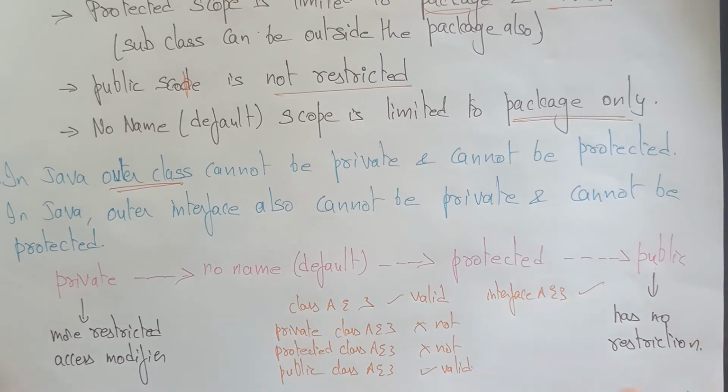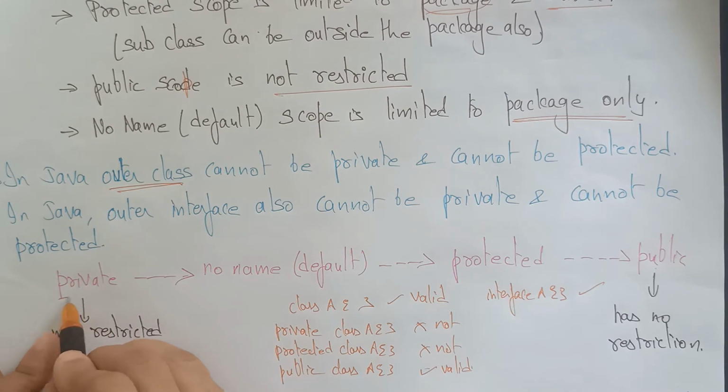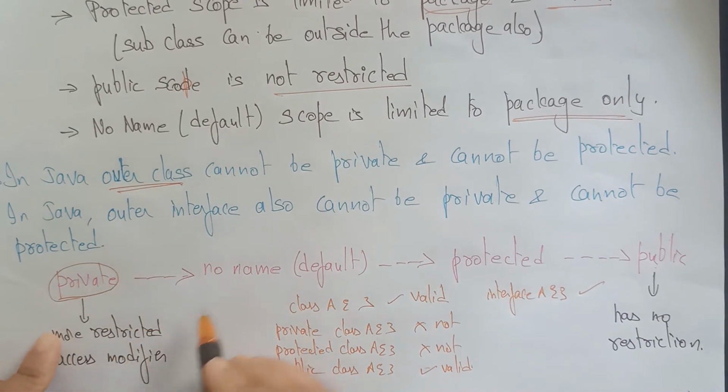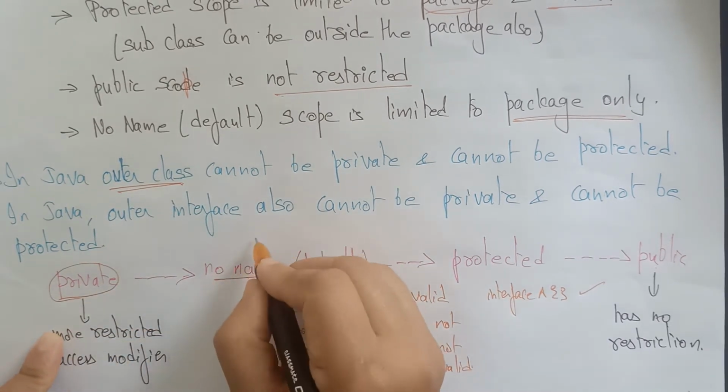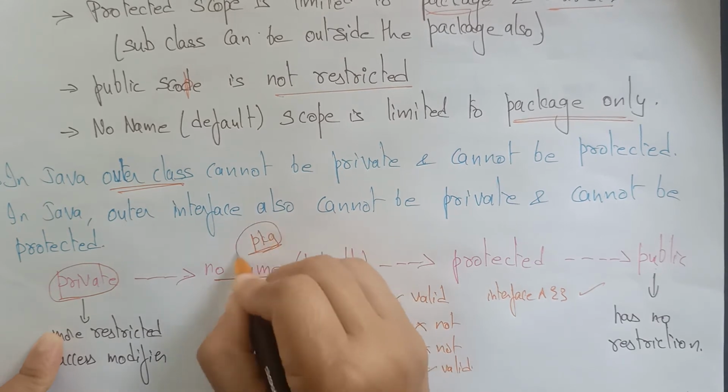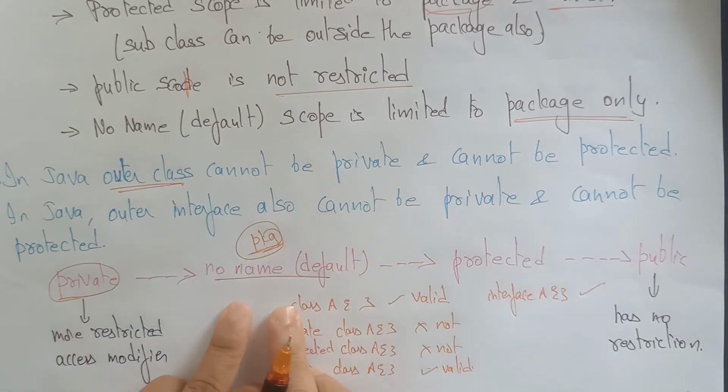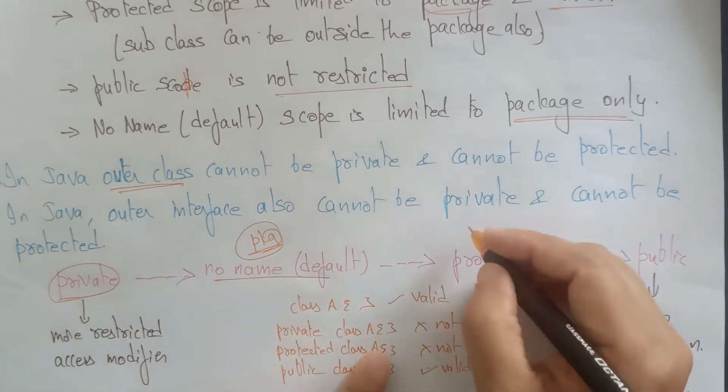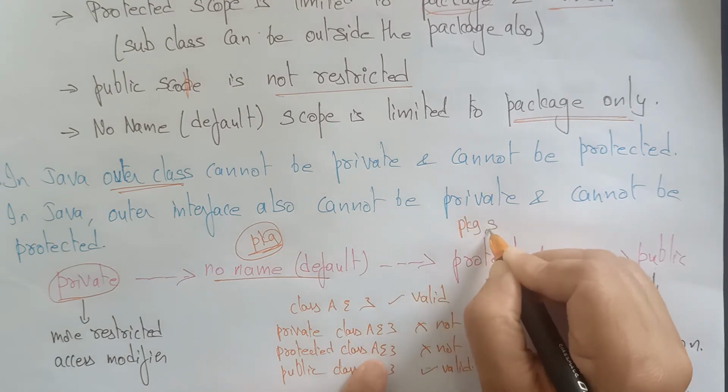And one more point. For access modifiers, in terms of restrictions, private is the most restricted. Next is default, because it is limited only to packages. Next restriction is protected, which is for packages and subclasses.